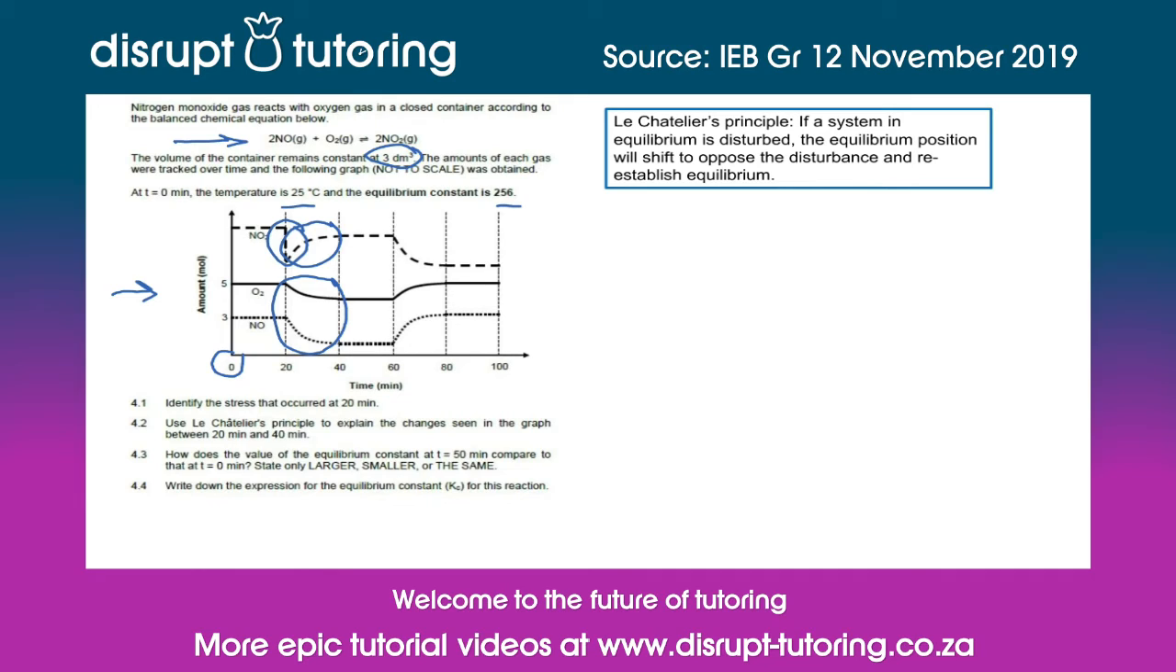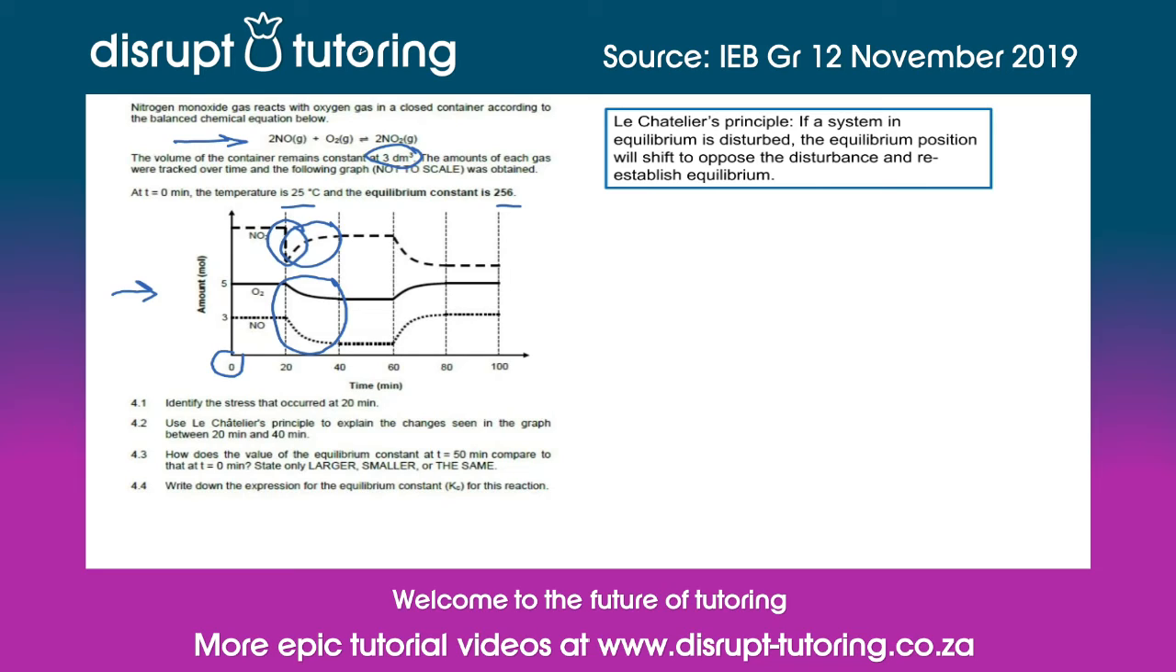Okay, so the third question asks us how the value of the equilibrium constant at 50 minutes compares to the value at the beginning of the reaction. We have already established that the only disturbance that occurred between 0 and 50 minutes was the decrease in concentration of the product. We also know that the only thing that changes the value of the equilibrium constant is a change in temperature. Since there was no change in temperature, the value will stay the same between 0 and 50 minutes, so it will still be 256 at 50 minutes in.